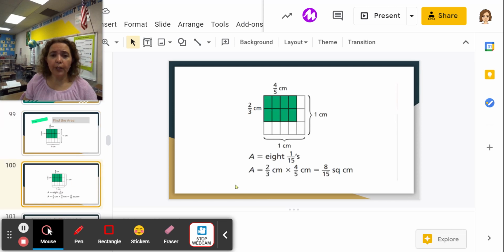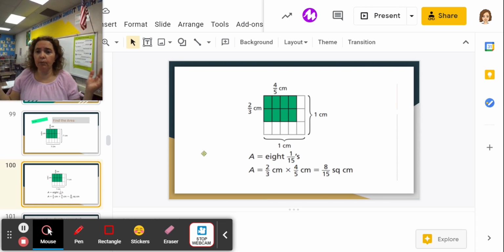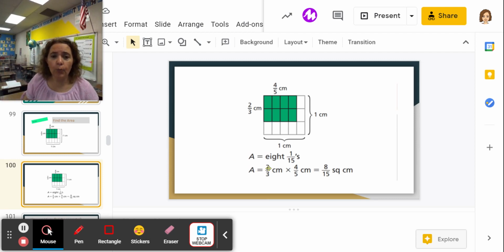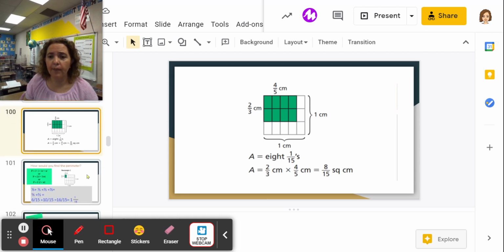All right, so hopefully you did 2/3 times 4/5. 2 times 4 is 8, 3 times 5 is 15, so 8/15 square centimeters. Simple as that. Just multiply length times width. And remember, when we multiply fractions, it's numerator times numerator, denominator times denominator, okay?